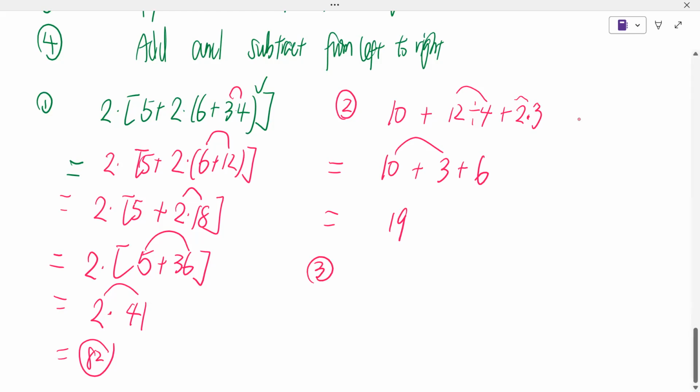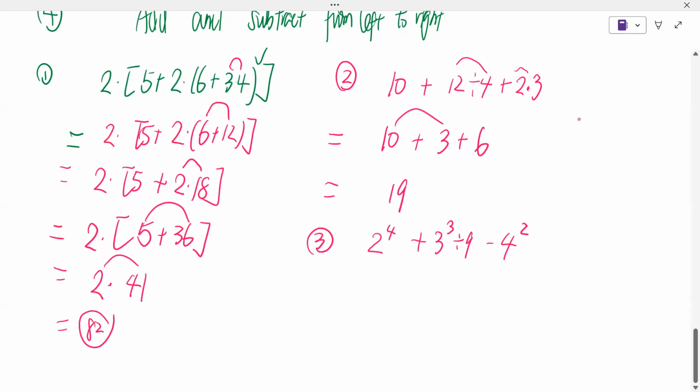Third one. And let's say we have something like 2 to the 4th power plus 3 cubed divided by 9 minus 4 squared. So right here we have an exponent, division, and subtraction. Let's start with the exponent, right? Because that's the highest rank here.